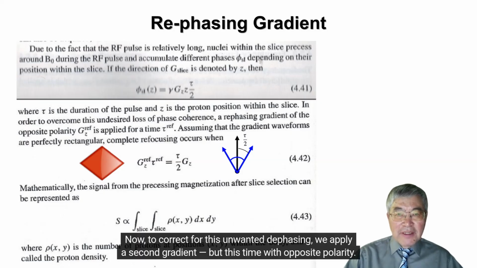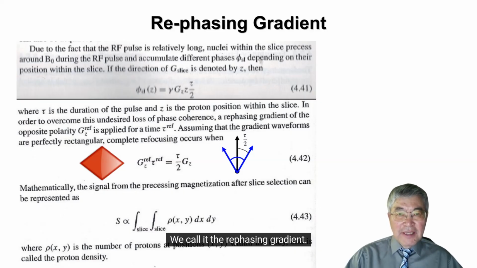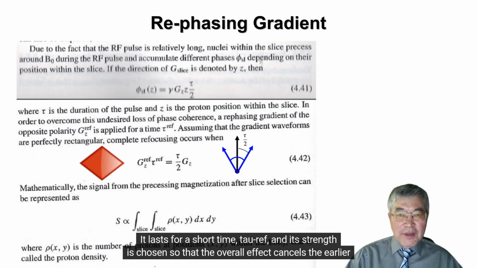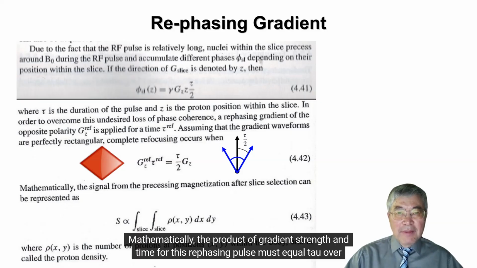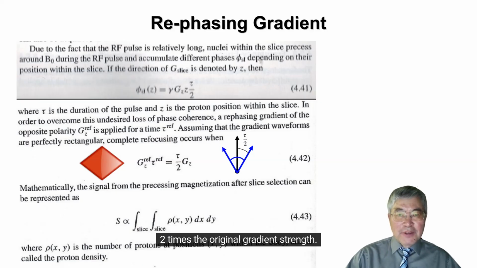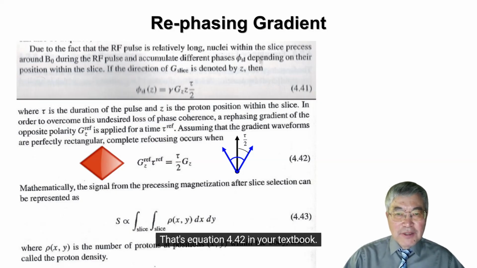Now, to correct for this unwanted dephasing, we apply a second gradient, but this time with opposite polarity. We call it the rephasing gradient. It lasts for a short time, tau ref, and its strength is chosen so that the overall effect cancels the earlier phase spread. Mathematically, the product of gradient strength and time for this rephasing pulse must equal tau over 2 times the original gradient strength. That's equation 4.42 in your textbook.